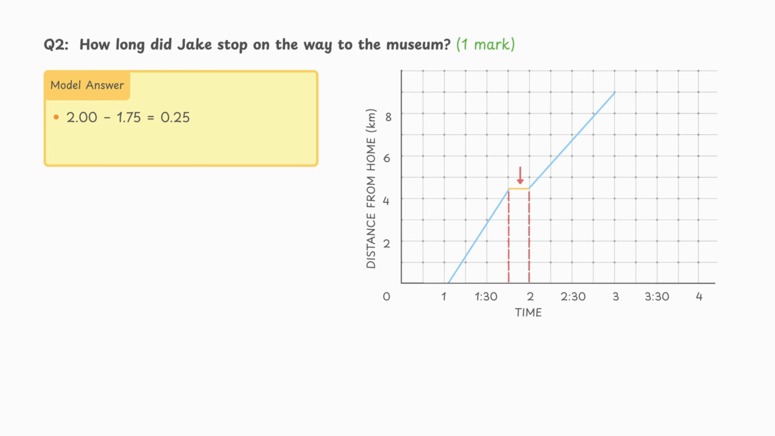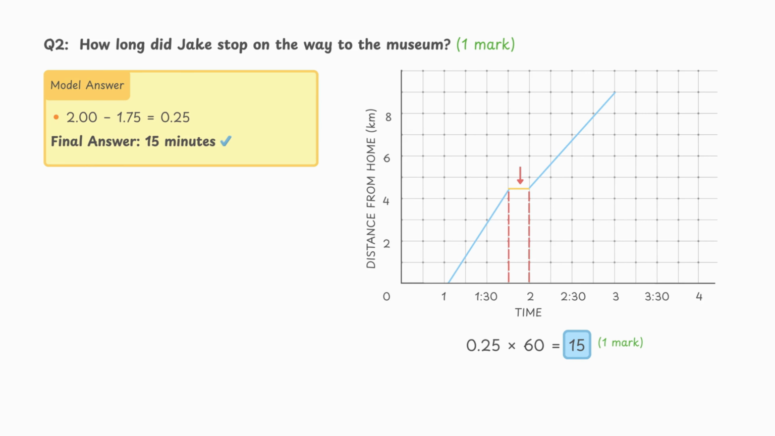But the question asks for the answer in minutes. So we convert 0.25 hours into minutes by multiplying by 60. 0.25 multiplied by 60 equals 15. So Jake stopped for 15 minutes, and that's our final answer.